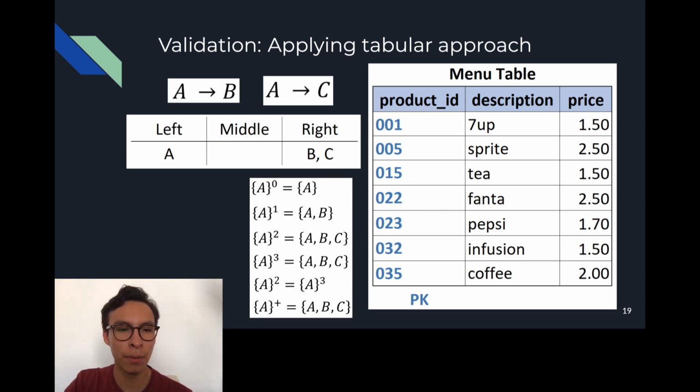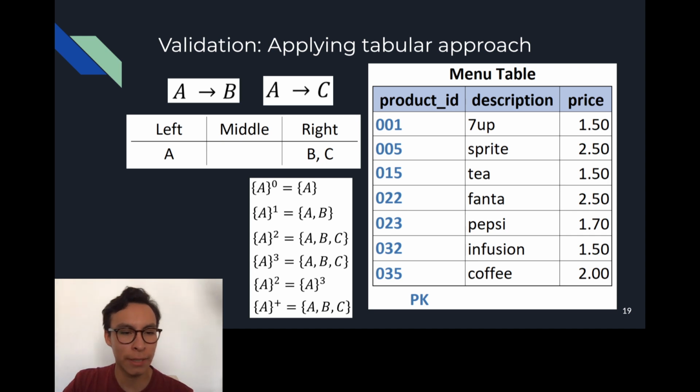Since A is at the left of both relations, we put it on the column marked left. B is at the right, so we put it in the right, and C also in the right. In this case, there would be no middle column. So we proceed to calculate the closure using the algorithm. A of 0 is A. This means that with the column A, we can get to column A.